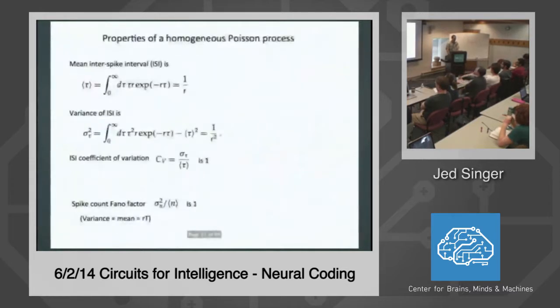Okay. So just a few properties of a homogeneous Poisson process. And by homogeneous Poisson process, I mean the rate parameter is constant. There are also inhomogeneous Poisson processes in which the rate parameter can vary with time, and those will be useful for modeling firing rates that change. But just for starters, for a homogeneous Poisson process, the mean interspike interval, tau, the expected value of tau, is 1 over the rate. This makes sense.